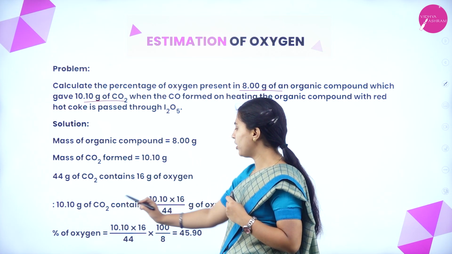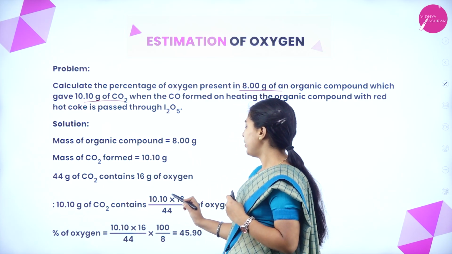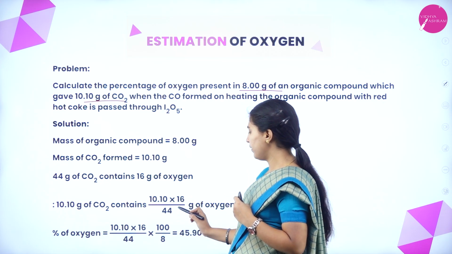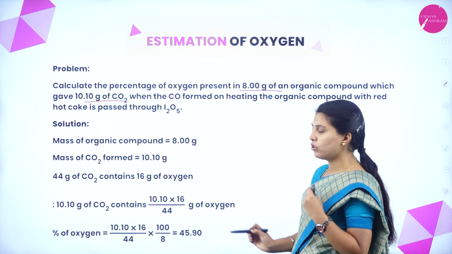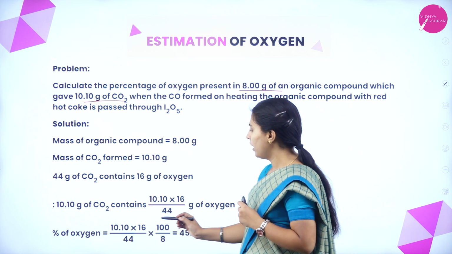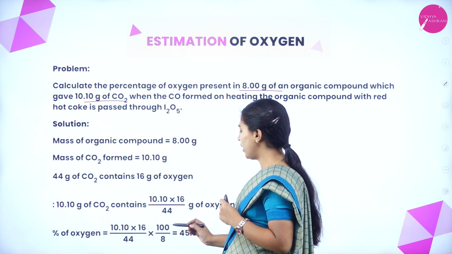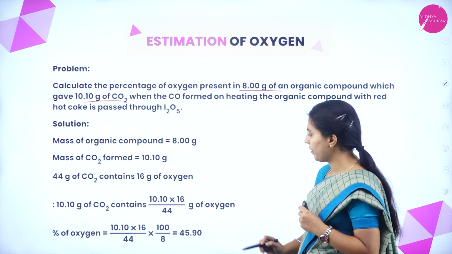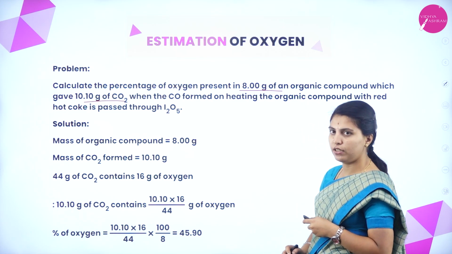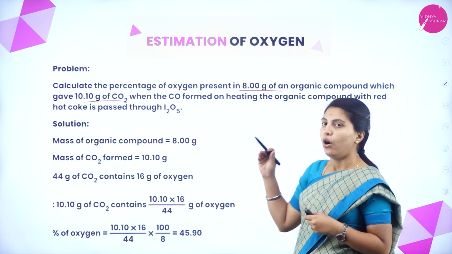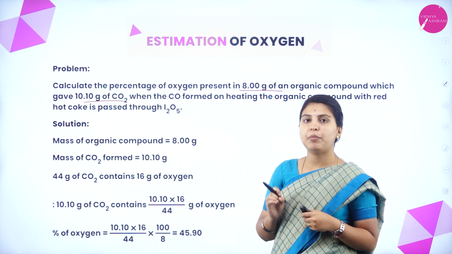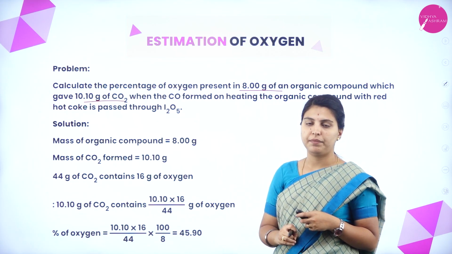And this much carbon dioxide contains 10.10 into 16 divided by 44 gram of oxygen. So, the percentage of oxygen will be into 16 by 44 into 100 by M, that is 8, equals 45.90%. So, overall this is about the estimation of oxygen.